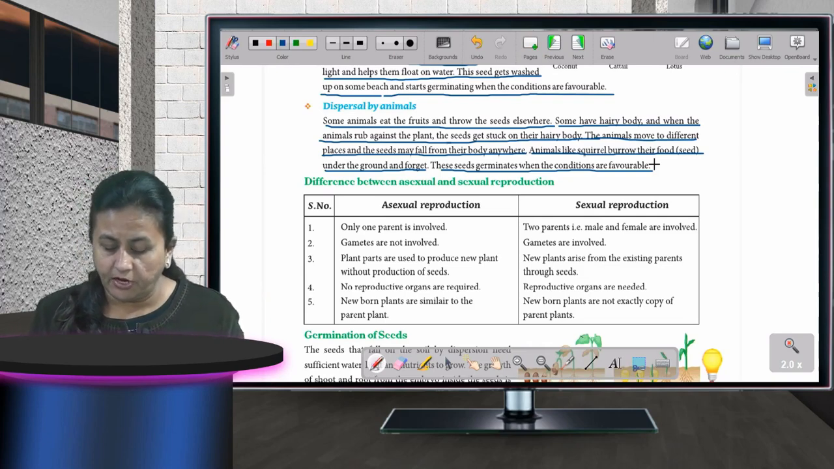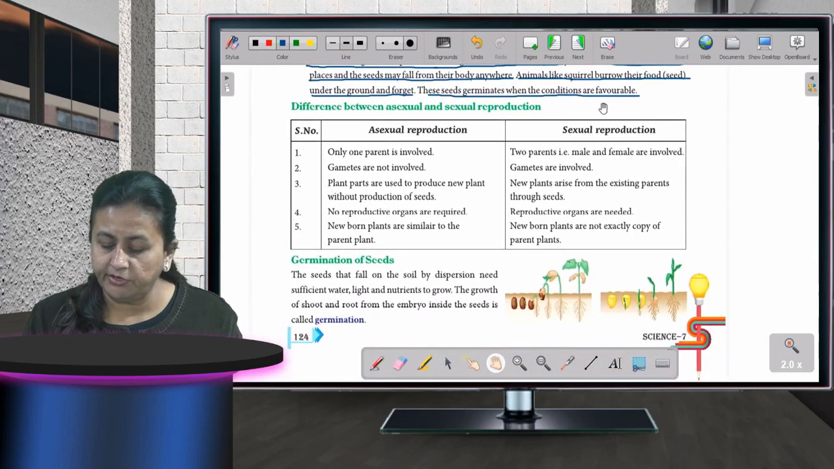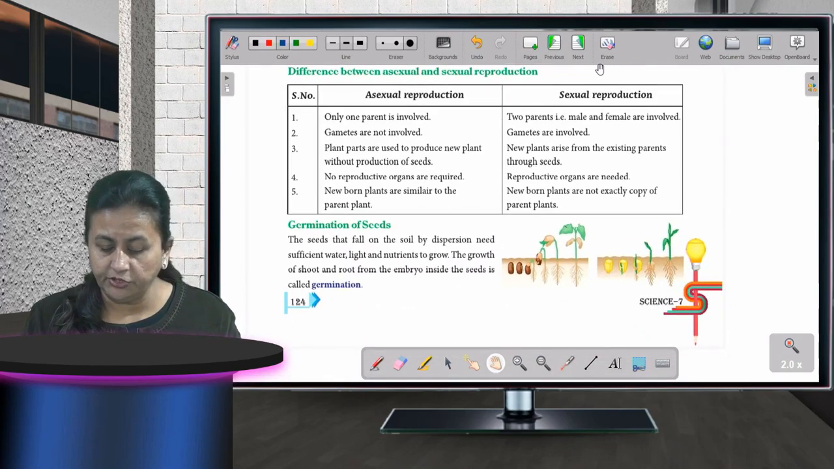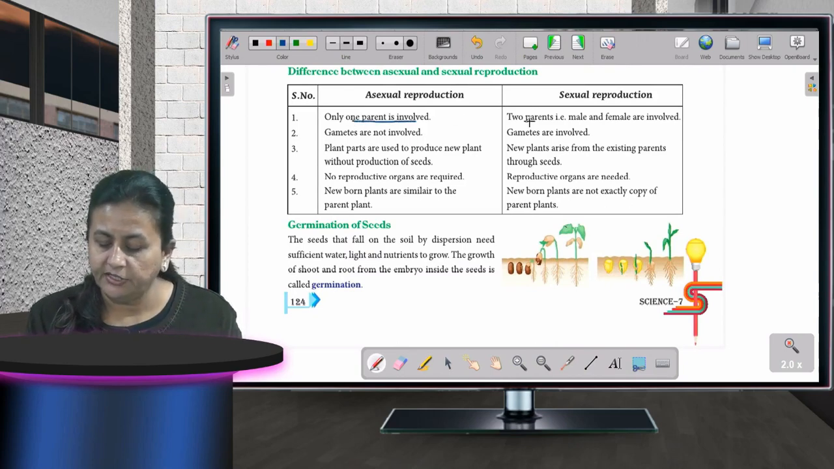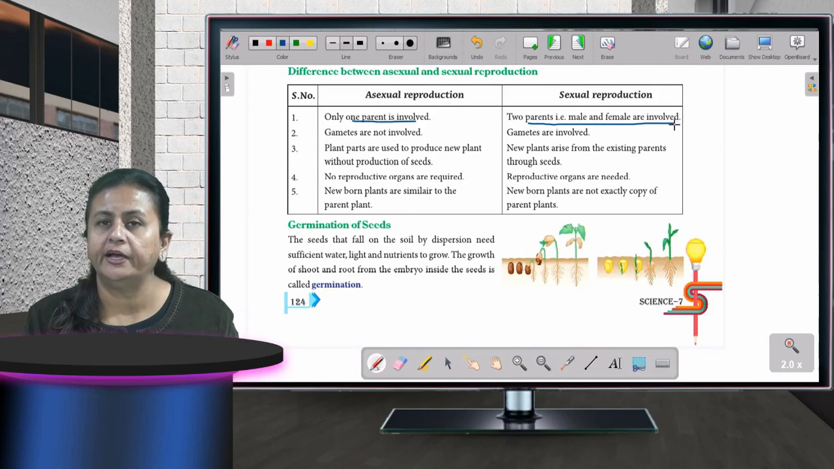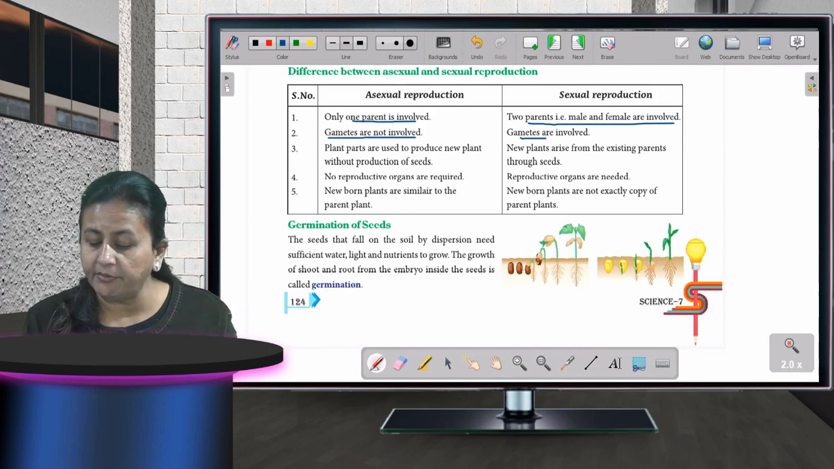Okay, so now there's a chart over here which is telling you about the difference between asexual and sexual reproduction. You can see on your screens also. I've told you about asexual reproduction: only one parent is involved. Here both the parents are required, that means the male and female. In asexual reproduction gametes are not involved. Here gametes are involved.